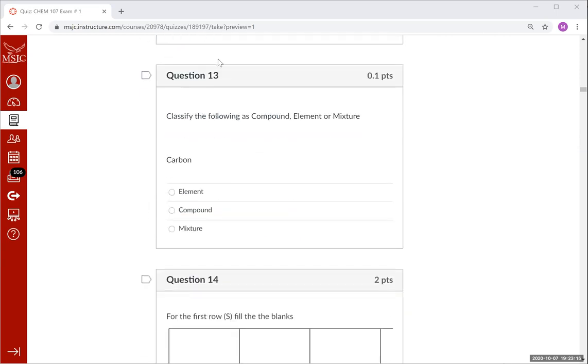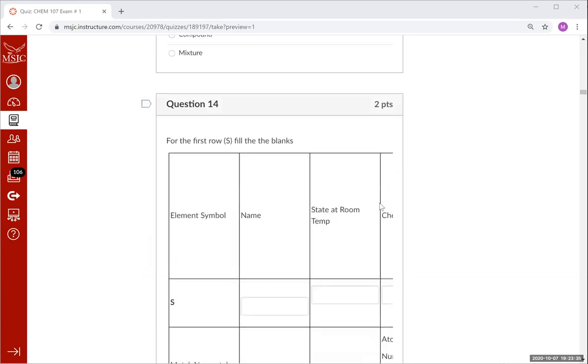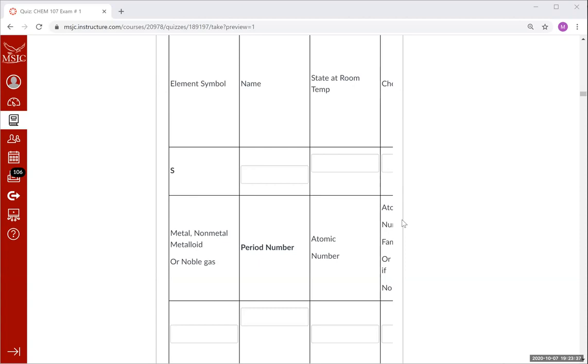And finally, for question 13, this one's a bit of a freebie and a nice easy one. Is carbon an element, compound, or a mixture? Element. Yep, exactly right. Perfect. Okay, so let's clear out our drawings and now let's discuss this next example.